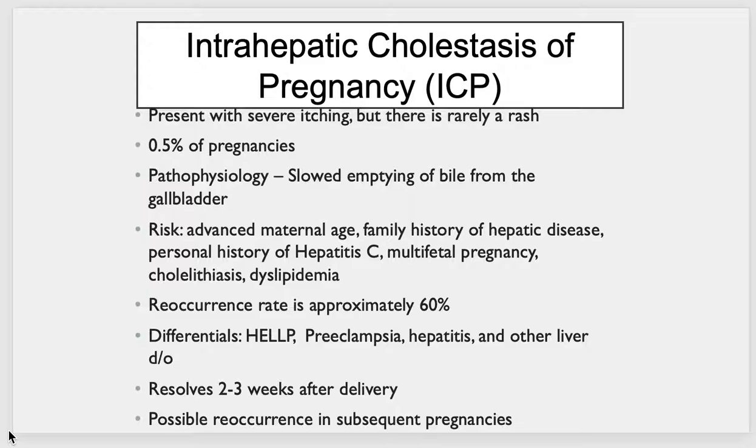Other things you want to be thinking about are HELLP, preeclampsia, hepatitis, or any other liver disorders, because all of that is that their liver is something that we're concerned about. It does take about 2 to 3 weeks after delivery for this to go away. So there is a bit of time for this to go away, and that is somewhat disheartening for our patients to realize.